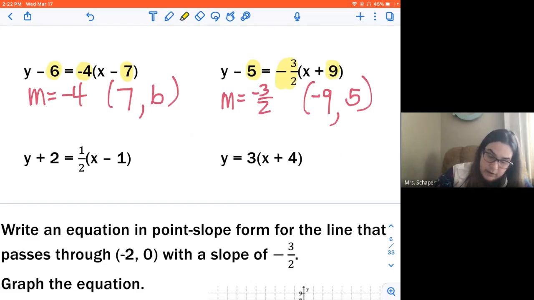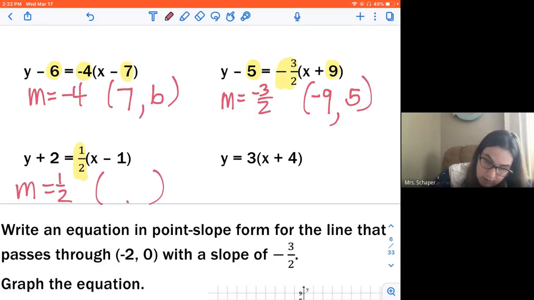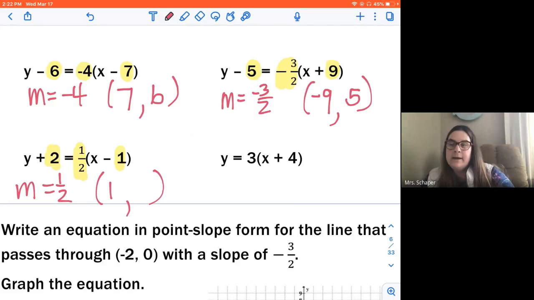Look at the next one. My slope is always the number in front of the parentheses. So m equals 1/2. And my ordered pair, I take the sign opposite what's in front of it. So if I have minus 1, it's positive 1. And if I have plus 2, it's minus 2. You take the opposite sign in front of it.